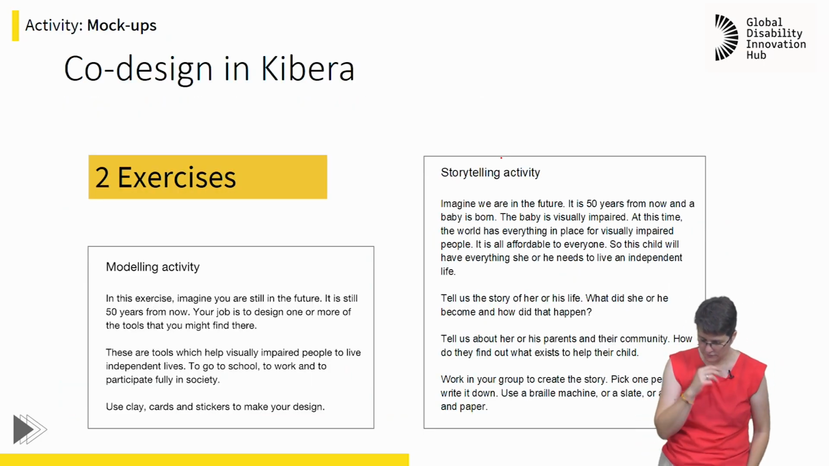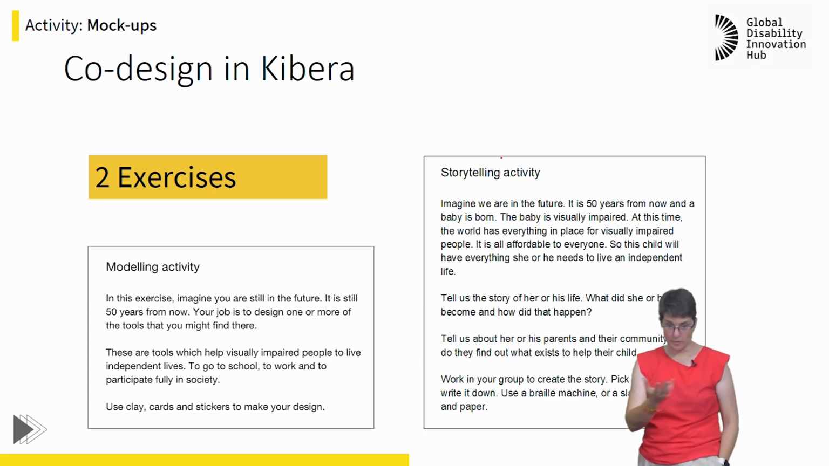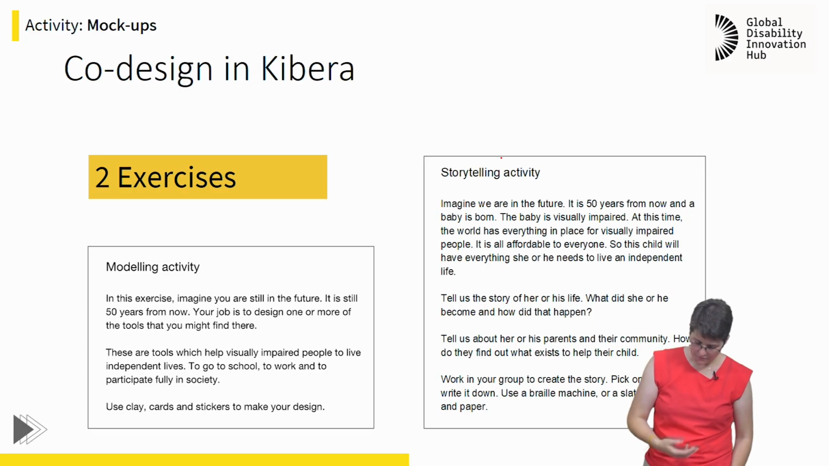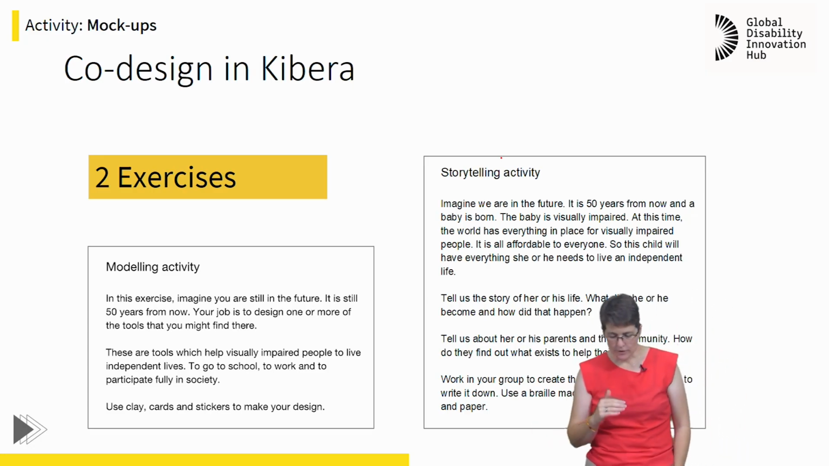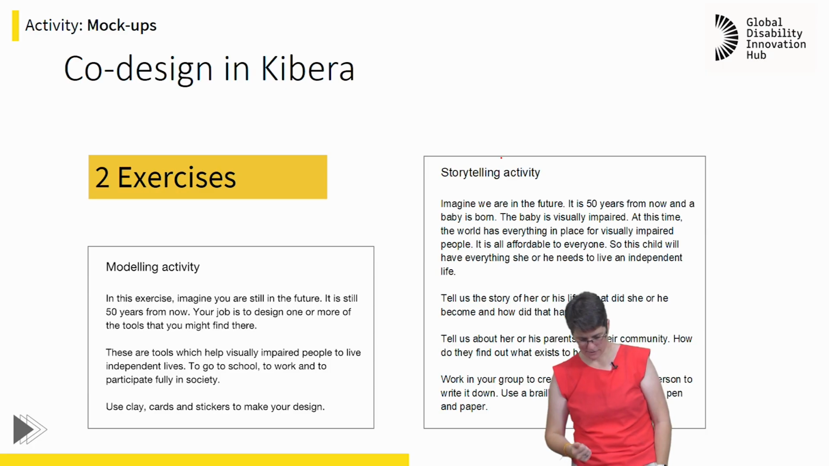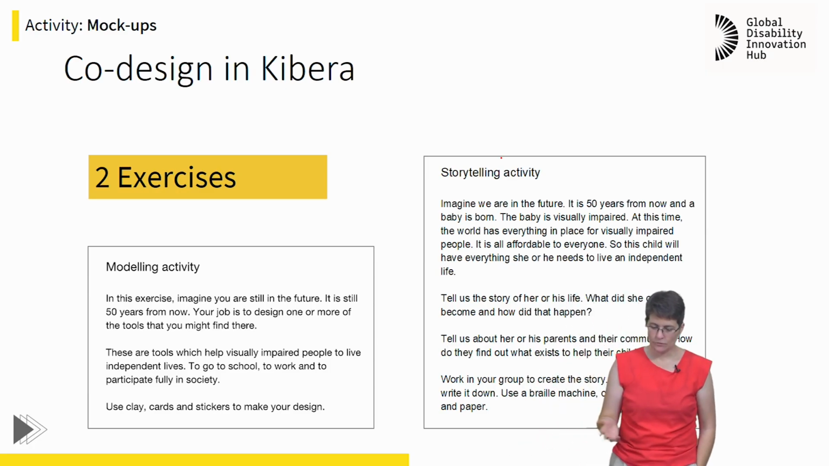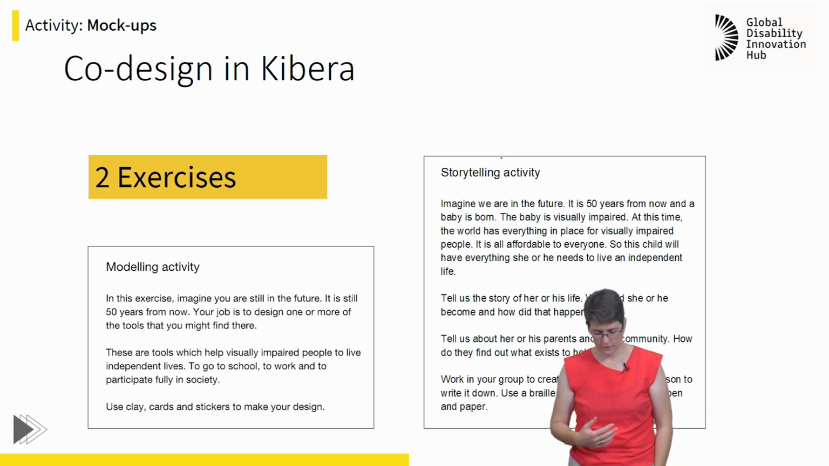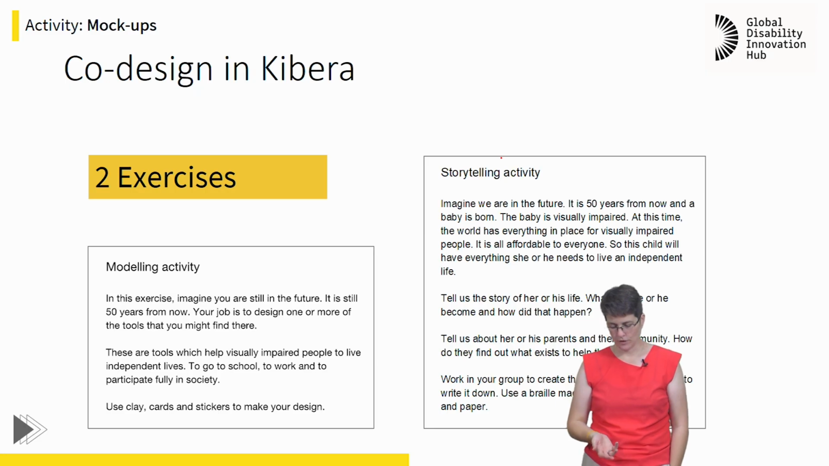So we did these 2 exercises. The first was a storytelling activity, and this is what we told people to do. Imagine we are in the future. It is 50 years from now, and a baby is born. The baby is visually impaired. At this time, the world has everything in place for visually impaired people. It is all affordable to everyone, so this child will have everything she or he needs to live an independent life. Tell us the story of her or his life.